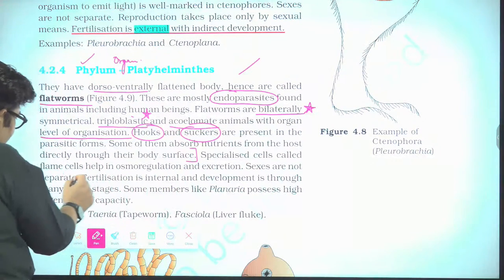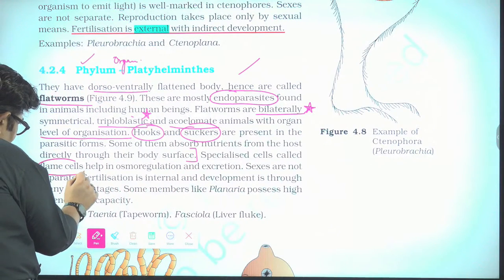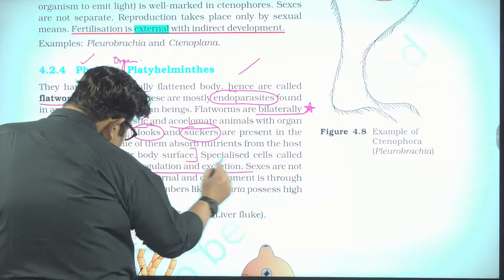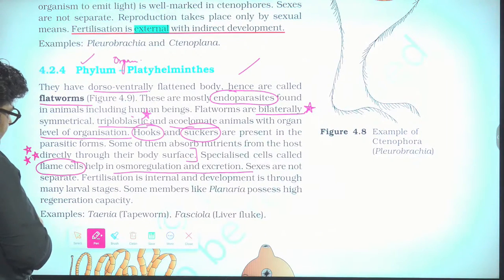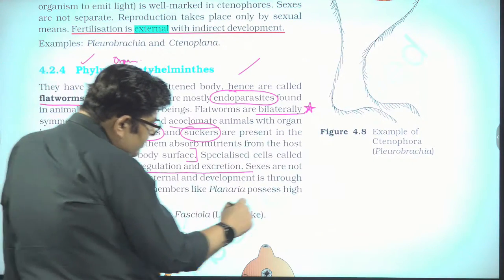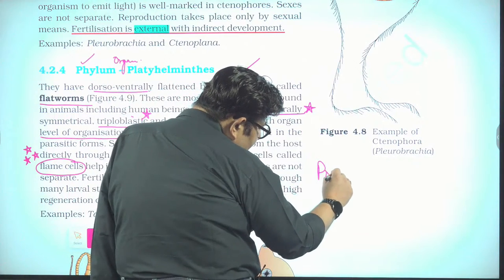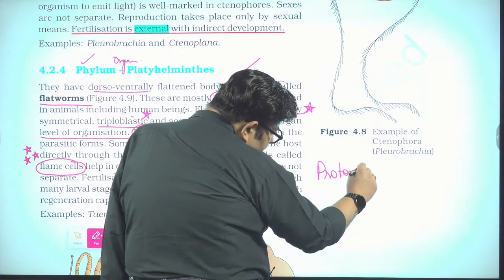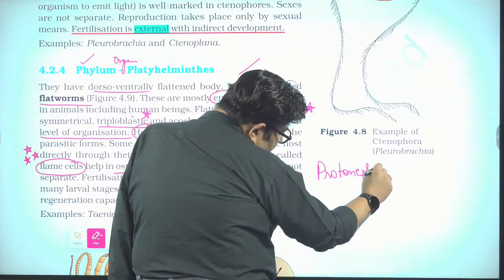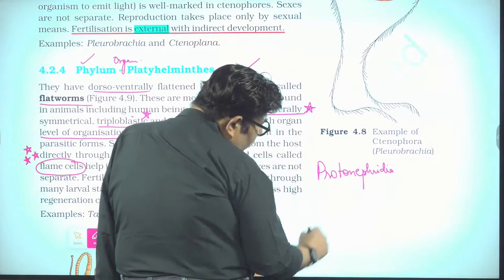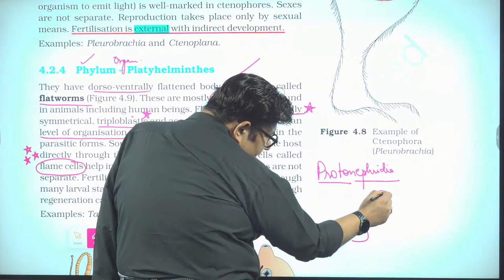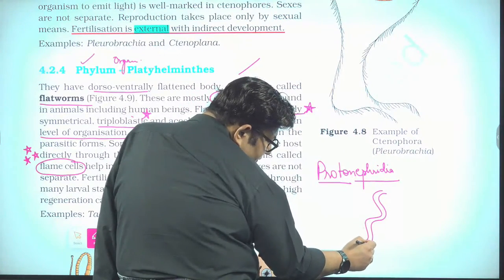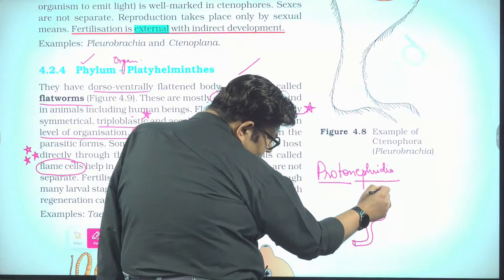done. Specialized cells called flame cells help in osmoregulation and excretion. But I think 101% this flame cell question is going to come. Flame cell is also representing protonephridia. So we can also call it protonephridia. Proto means first, okay? And nephridia, these are tubular structures which help in excretion.